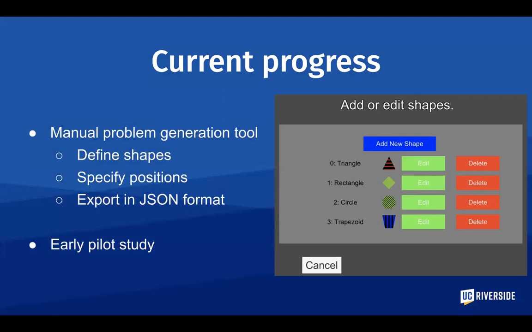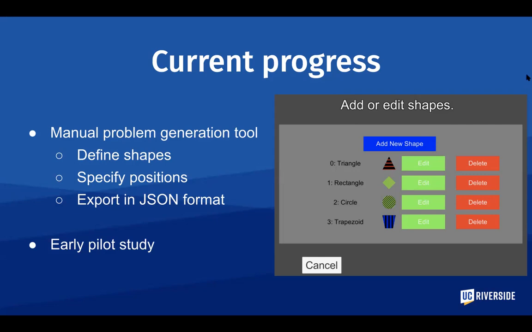So as far as how far we've gotten currently, we've created a manual problem generation tool. And this differs from what we had before because prior to this project, we basically had to use MS Paint or a similar program and hand draw these shapes and make all these problems by hand. But now with this tool that we've created, we can just define the shapes, specify their positions, and then export in a JSON format, which is essentially a text file. I'll go into a little more detail with these steps.